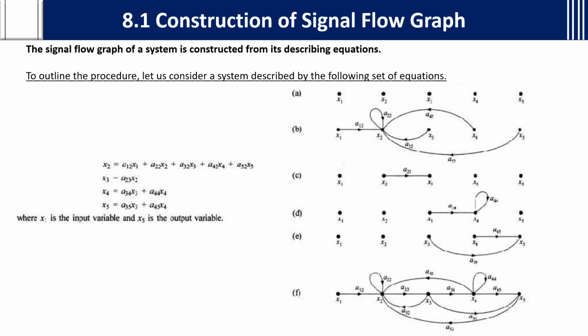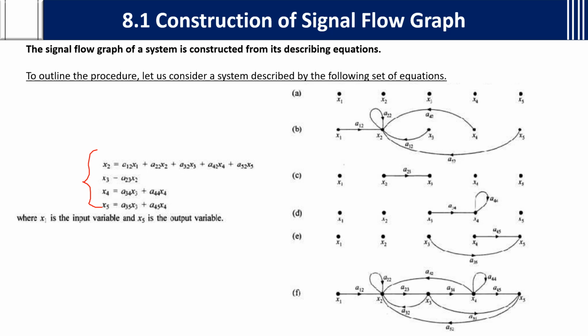Construction of signal flow graph. The signal flow graph of a system is constructed from its describing equations. From the describing equations, we can draw the signal flow graph. This is nothing but the construction of signal flow graph. To outline the procedure, let us consider a system described by the following set of equations. These are the set of equations.